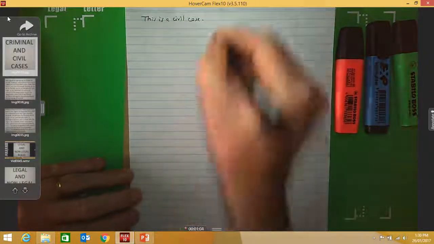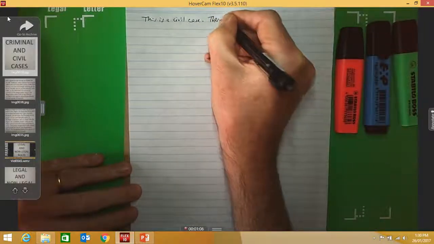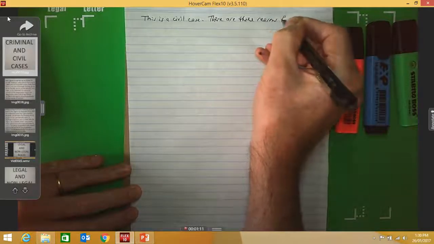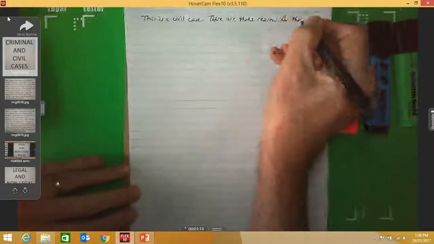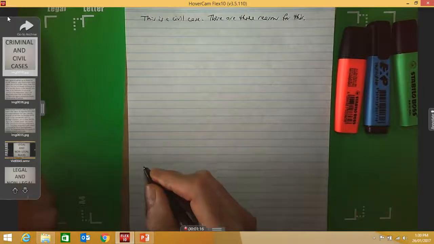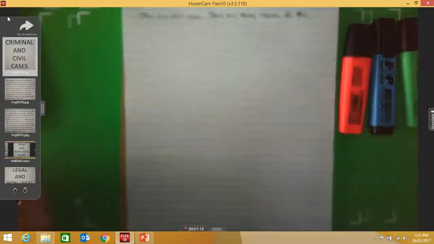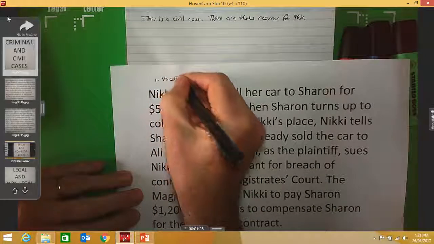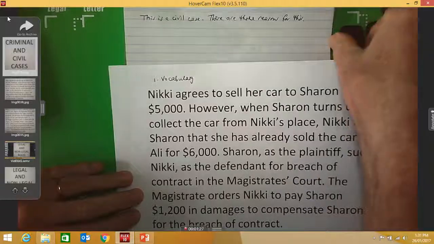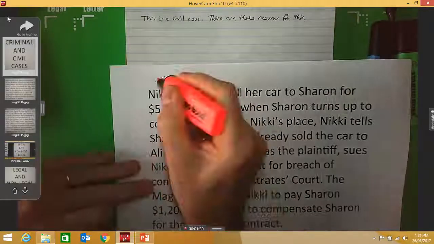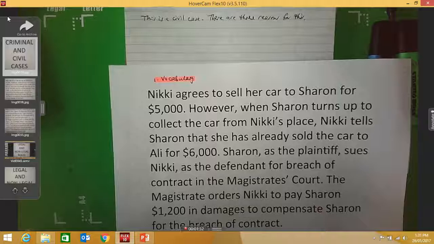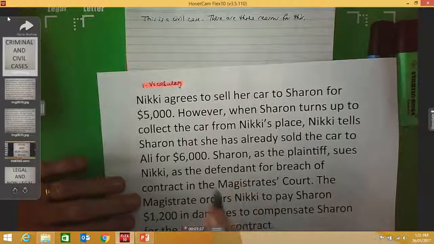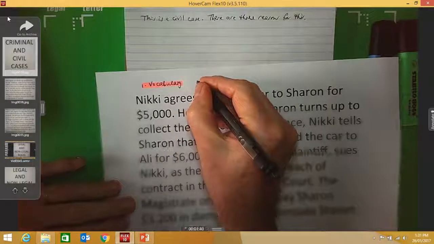And then we can go on and write the following sentence. There are 3 reasons for this. Now we can always write this sentence because when you're deciding whether a case is a civil case or a criminal case, you always look at 3 criteria. The first of these criteria is the vocabulary that is used. And this simply means you look at the words which are used in the case study and determine whether those words are words that are associated with a criminal case or are words that are associated with a civil case.